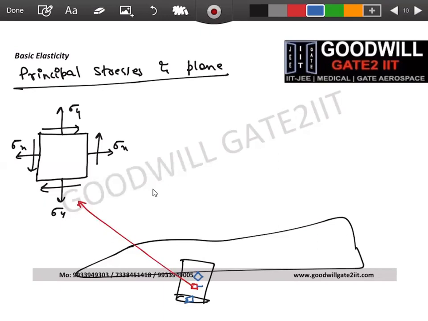Now, what I'm trying to tell you is, someone comes and cuts this 2D stress element like this. So there will be two normal stresses like this, two normal stresses like this, and there will be one shear stress.